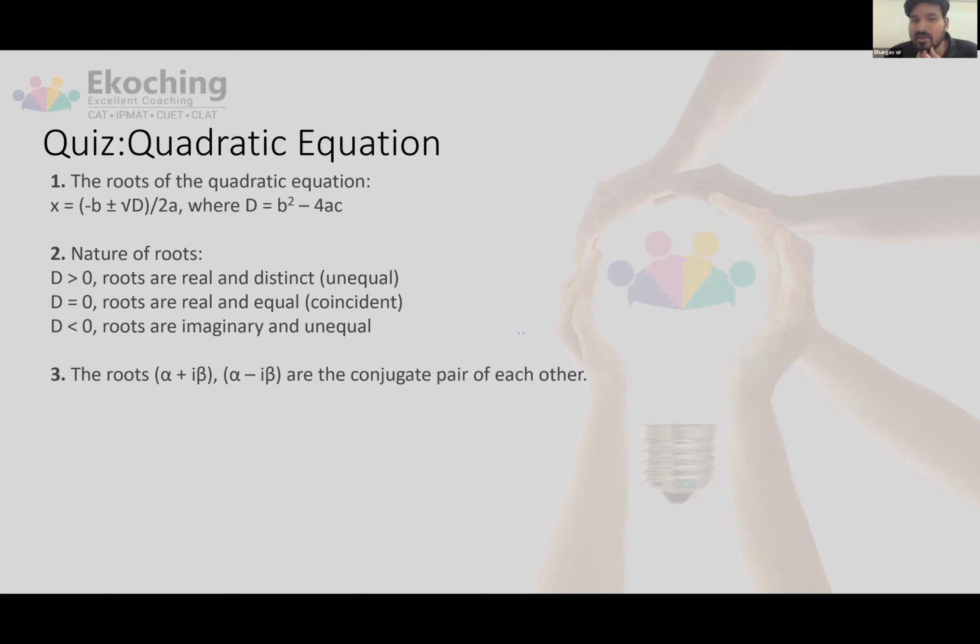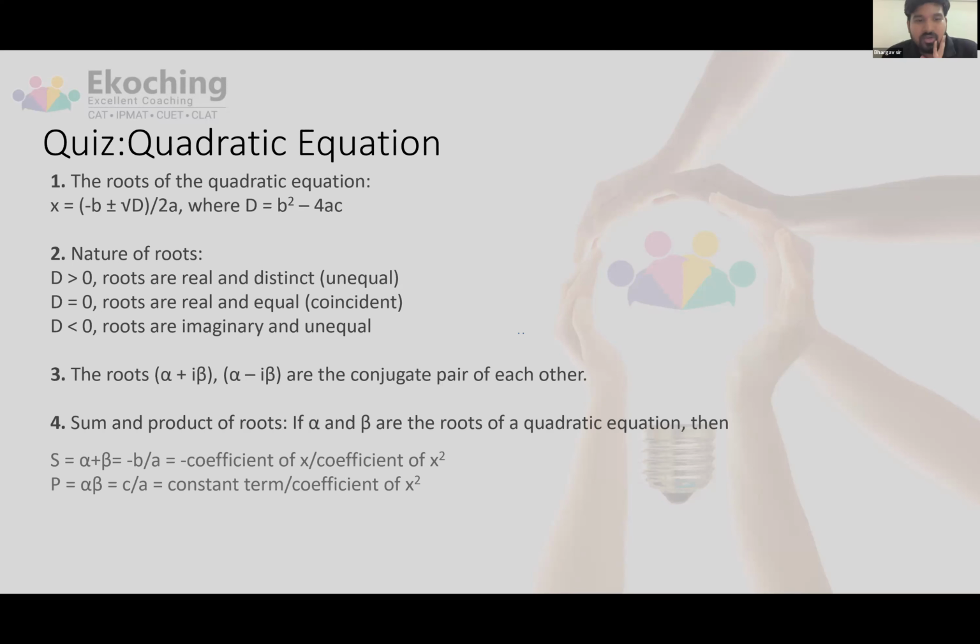Then alpha plus i beta, alpha minus i beta, that means a conjugate pair. If one root is imaginary, you know the other root. Similarly, if one root is surd, you know the other. That means 3 plus 5 root 3 is one root, then 3 minus 5 root 3 will be the other root of the quadratic equation. Okay.